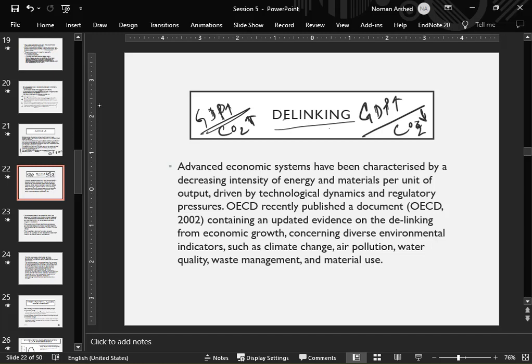So evidence that delinking of growth concerning diverse environmental indicators like climate change, air pollution, water quality, waste management, and material use. So they are all talking about that they are making sure that whenever they increase the GDP, it is not increasing climate change or air pollution or water quality problems or waste management or material use. So they are trying that we can increase GDP without harming through these channels.